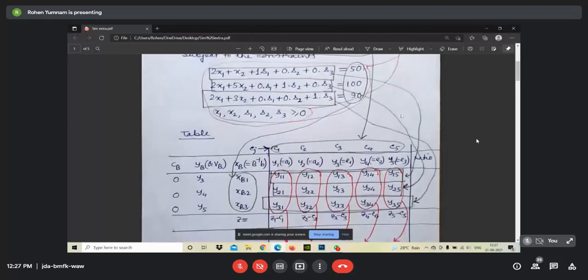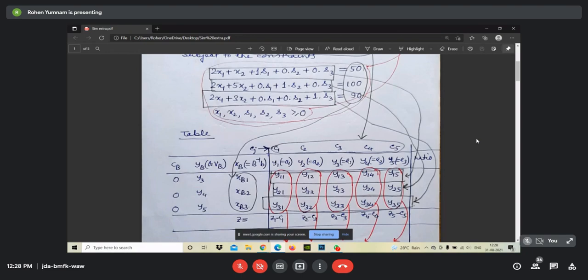Again, this is Y1 or A1. This is the coefficient of x1: 2, 2, 2. This 2 is Y11, this 2 is Y21, this 2 is Y31. Then Y2 or A2 is given by the coefficients of x2. That will be 1, which is Y12, 5 is Y22, and 3 is Y32.